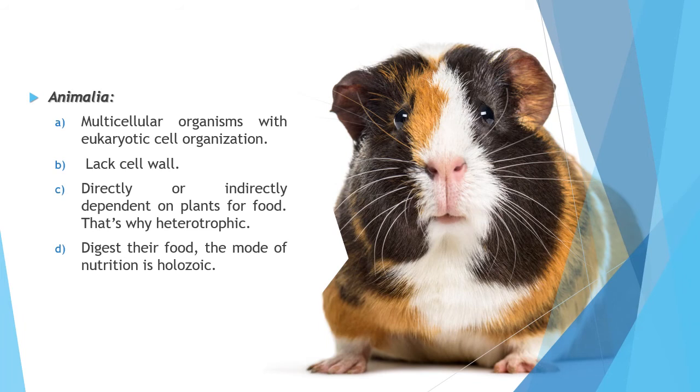Now let's come to kingdom Animalia, where all the animals belong. They are eukaryotic multicellular organisms. They lack cell walls. They directly or indirectly depend on plants for food. That's why they are always heterotrophic. As they digest their food, their mode of nutrition is holozoic. Most of them are capable of locomotion, like us. And all the animals belong to kingdom Animalia.